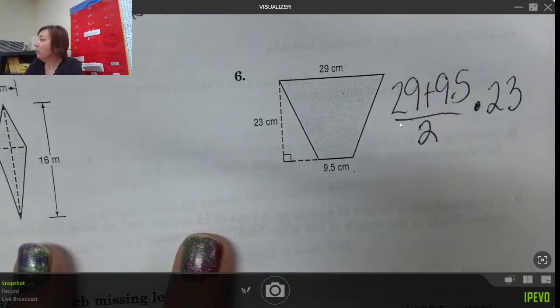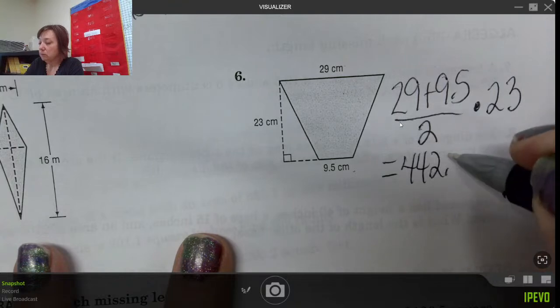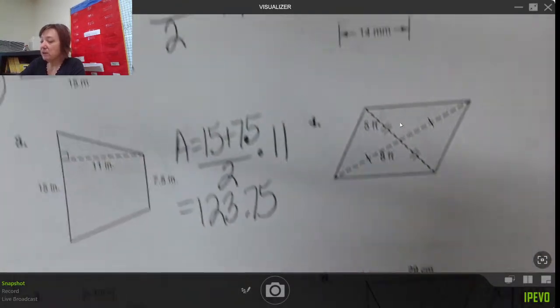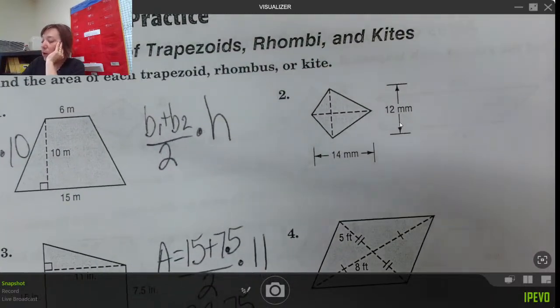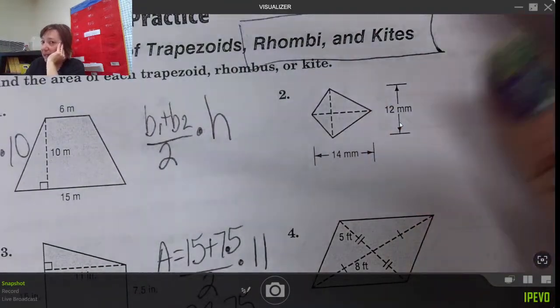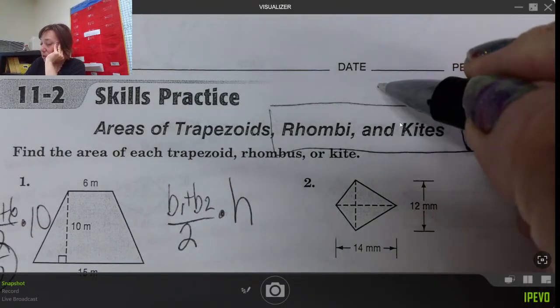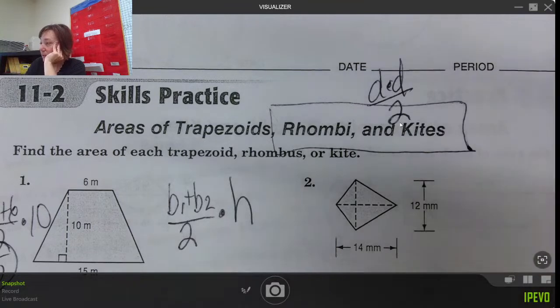Now we're going to talk about the other one. It is also real simple. So what did we get for this one? 442.7. Okay. Now, diamonds, lost my mind. Rhombi and kites. So rhombi and kites, to find their area, one of the methods that you can use is to multiply their two diagonals and then divide by 2.